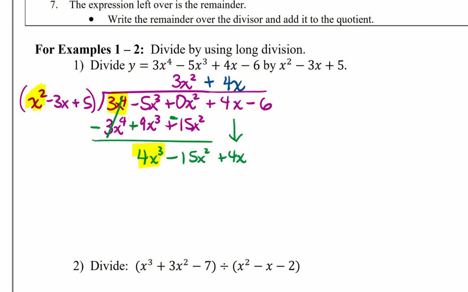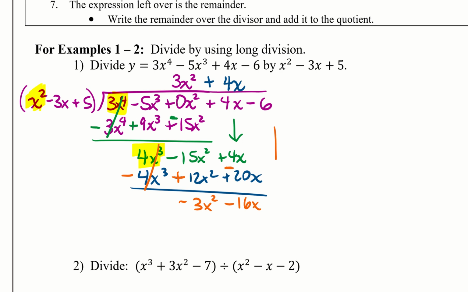Make sure you distribute. This would be 4x cubed minus 12x squared plus 20x. And I'm going to subtract these. Since I'm subtracting, I do want to make sure I change the sign of all three of the terms. And then the first terms will cancel out. I'll combine like terms vertically, and I'll get negative 3x squared minus 16x, bring down one term.